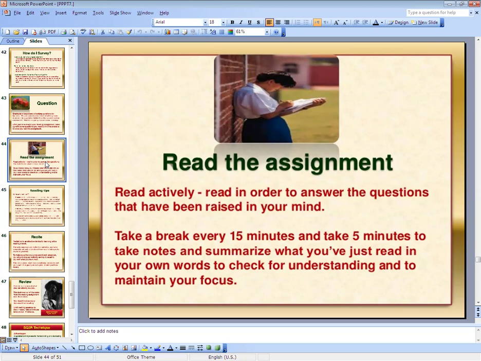So for this one, take a break. If you're not getting the answer, just take a break of 15 minutes. Again, take 5 minutes to take notes and summarize what you have just read in your own words, to check for understanding and to maintain your focus. So in this way, reading the assignment will be done.